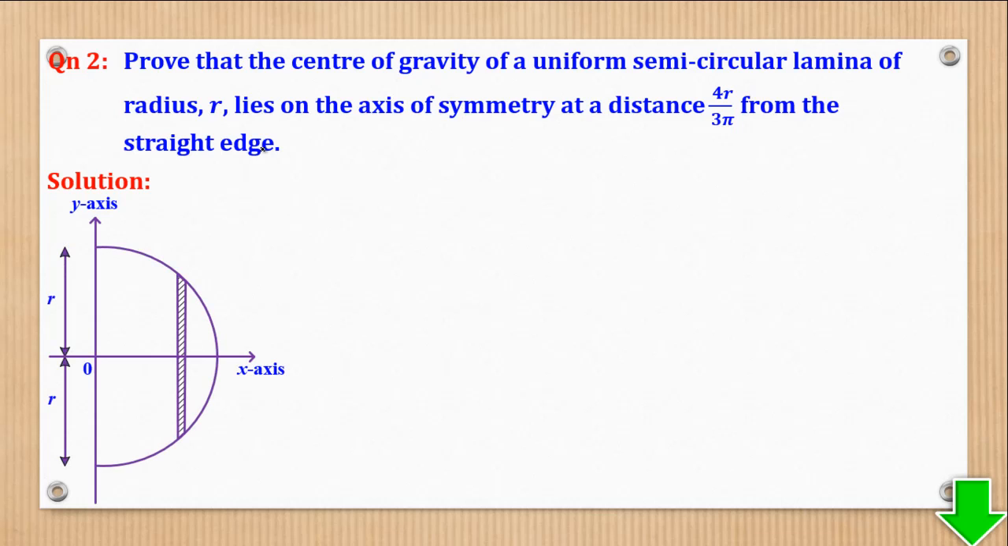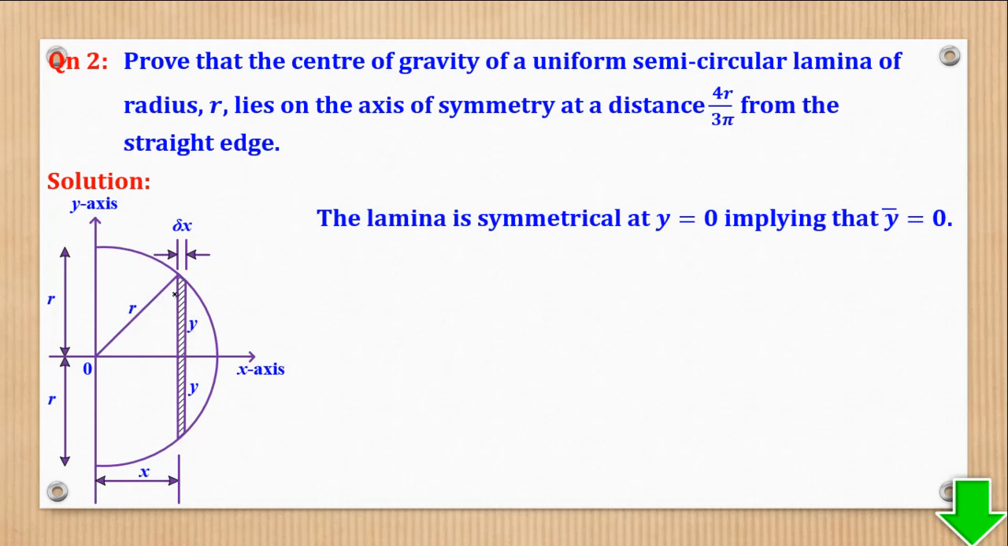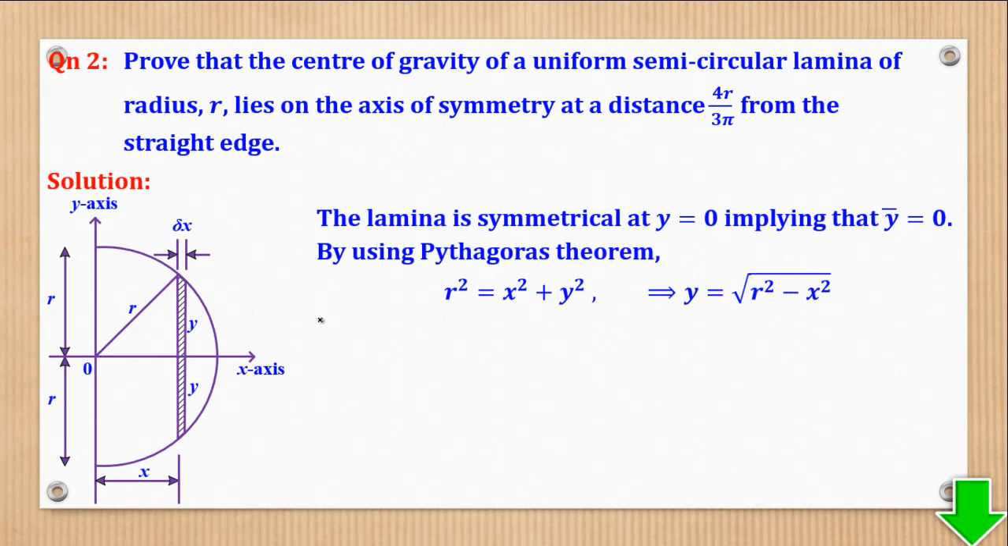So I put a small strip inside. The height is still 2y, and the thickness is small change in x. From here to here it is x. And from here to here it is the radius, meaning that I can use Pythagoras theorem. From Pythagoras theorem, I'll come up with y being equal to the square root of r squared minus x squared.